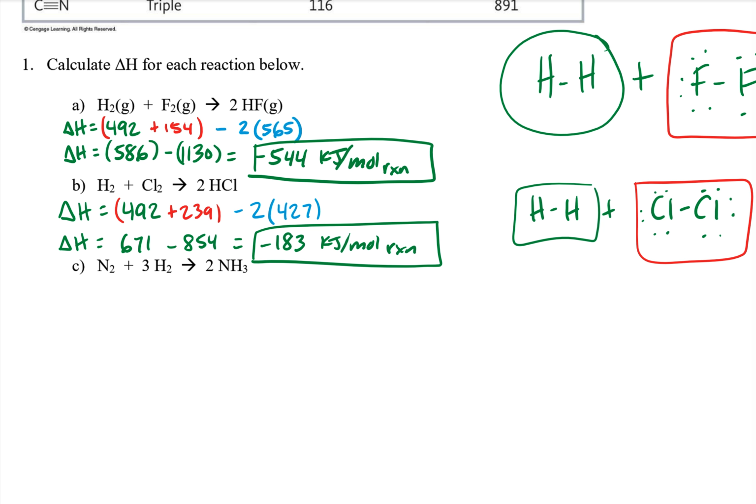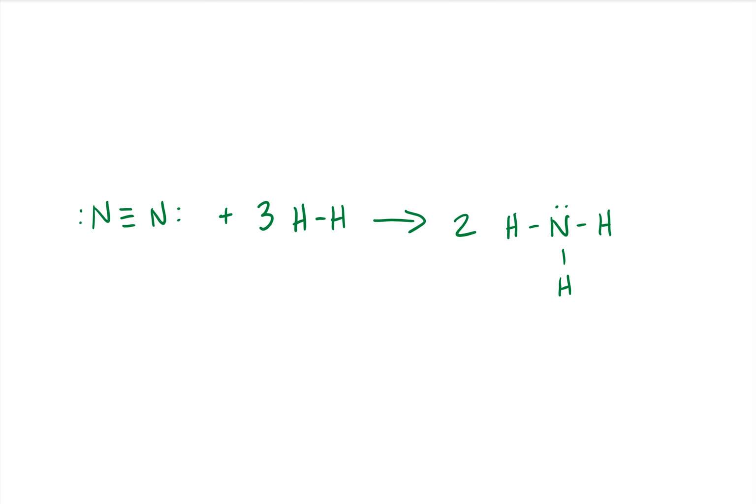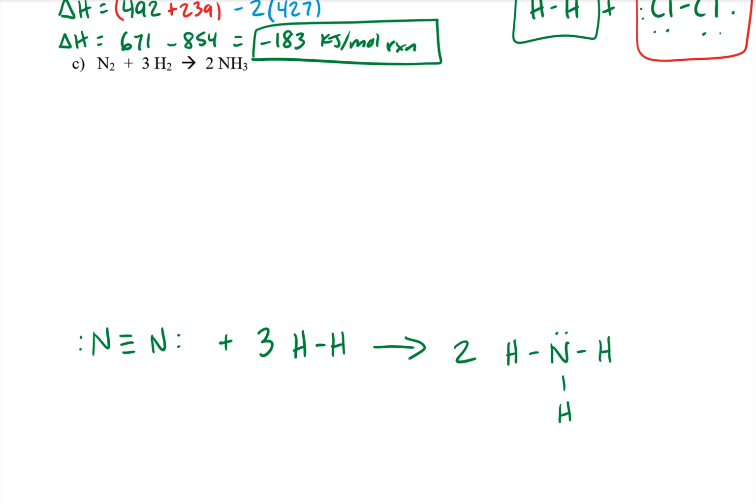For letter C, I'm going to start the same way, draw my Lewis structure. I'm going to do that. This is what I end up with. I got a triple nitrogen to nitrogen bond, single hydrogen to hydrogen, and then in ammonia, I have 3 nitrogen to hydrogen bonds. The process is still the same.